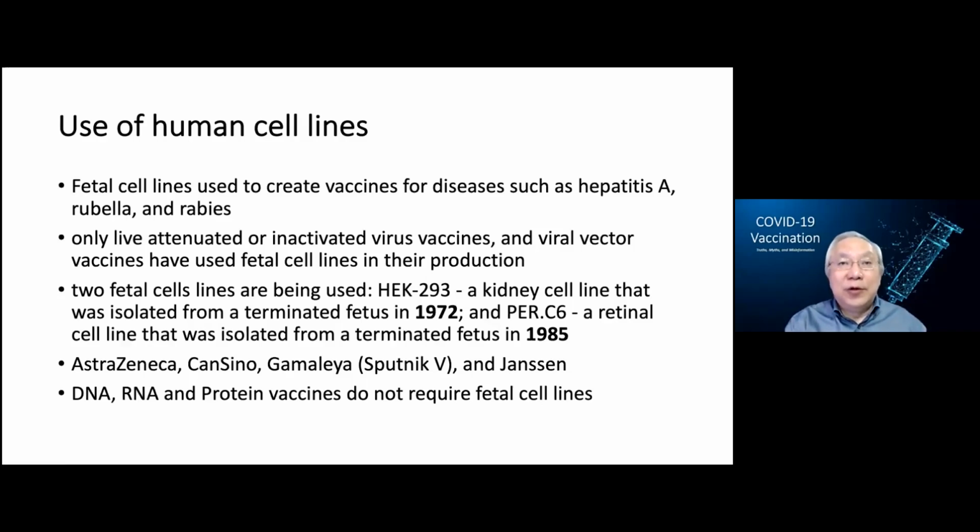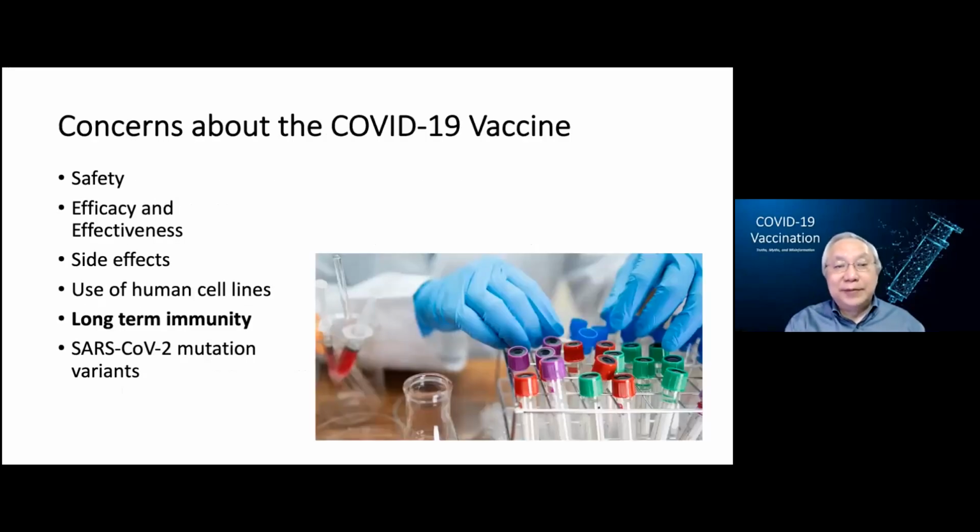illegal or non-medical termination. And the cell lines have been used for the last 20, 30 years. Not all vaccines are created in these cell lines. Only AstraZeneca, CanSino, Sino, the Russian and Janssen. So actually, the cells have been there. They weren't specially made for that.